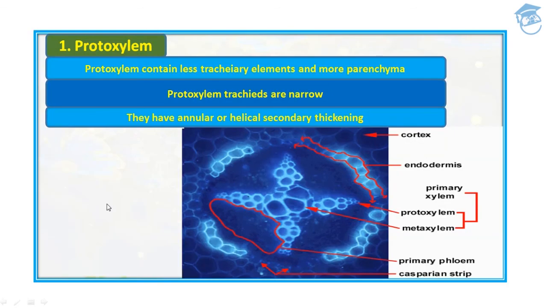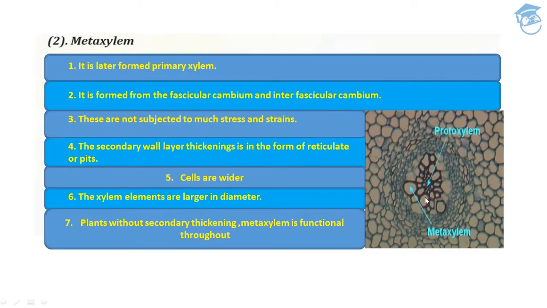Protoxylem contains fewer tracheary elements and more parenchyma. Protoxylem tracheids are narrow. They have annular or helical secondary thickening. See, this is the cortex, this is the endodermis, this is protoxylem, this is metaxylem. Now we'll talk about the metaxylem. It is the later formed primary xylem. It is formed from fascicular cambium and interfascicular cambium.